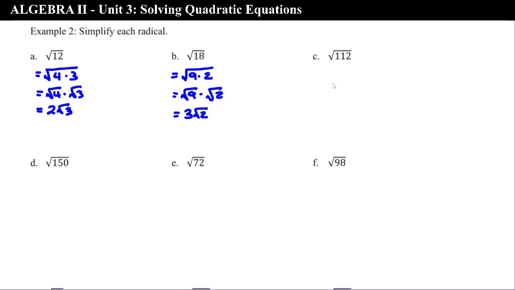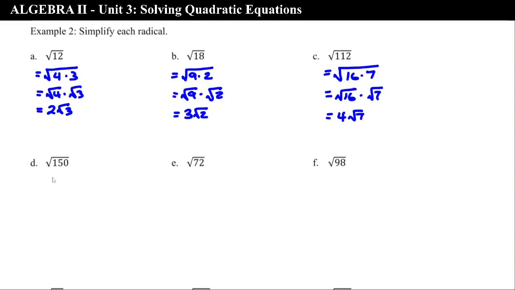So let's start with the first one that's less than that, 49. Well, 49 is not going to go into it. 36, 36 won't go in evenly. Neither will 25, but 16 will. And you can always use your calculator to test all of these perfect squares to see if they will multiply in. So we have 16 times 7, which breaks down into the square root of 16 times the square root of 7. Square root of 16 times the square root of 7, and that gives you 4 times the square root of 7.